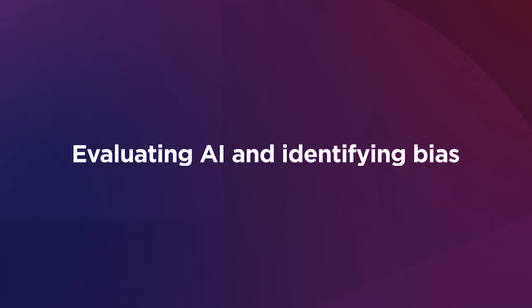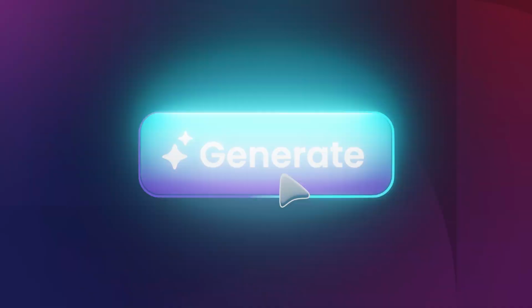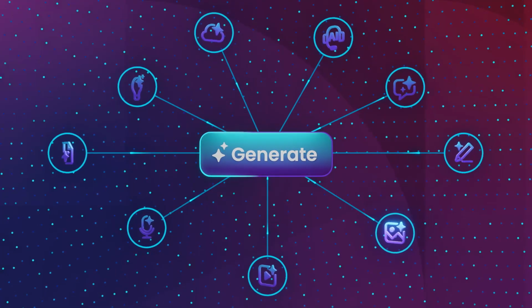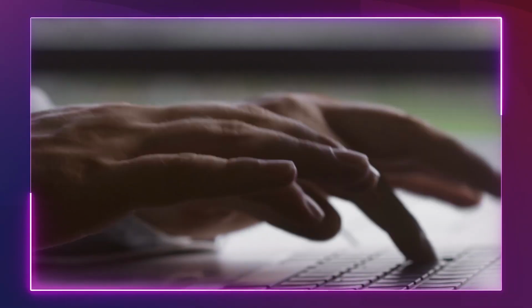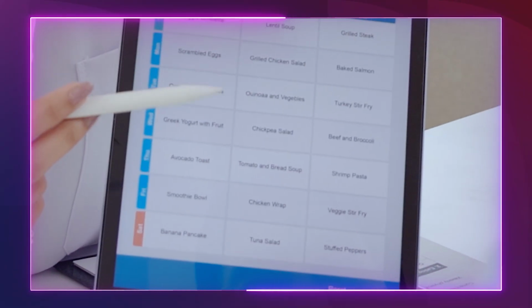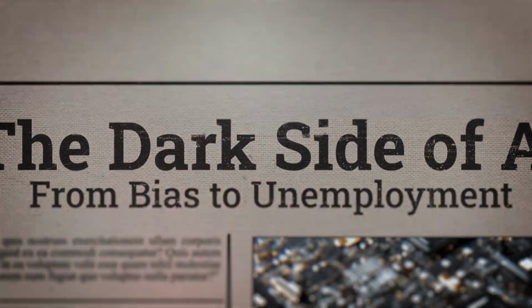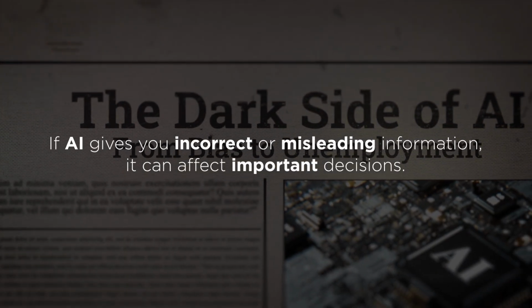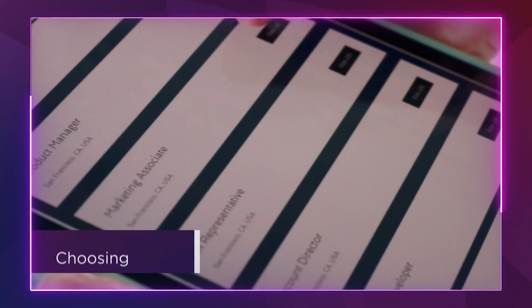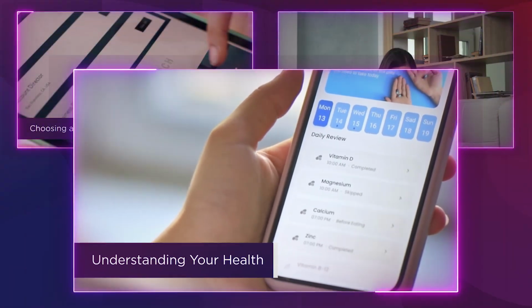In this video, we will learn how to evaluate AI output and spot bias. So why does evaluating AI output matter? Because AI tools are becoming part of everyday life, from writing emails and resumes to helping with healthcare information, education, and hiring advice. If AI gives you incorrect or misleading information, it can affect important decisions, like choosing a job, making a purchase, or understanding your health.